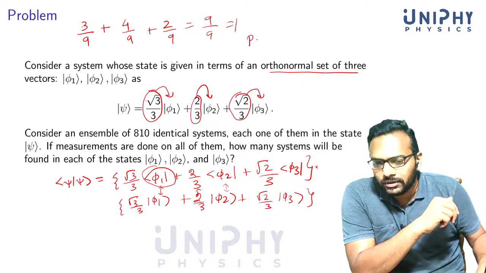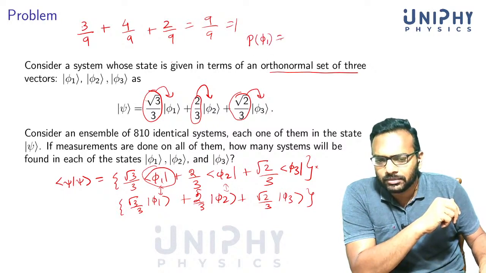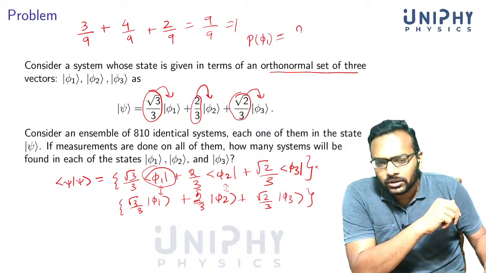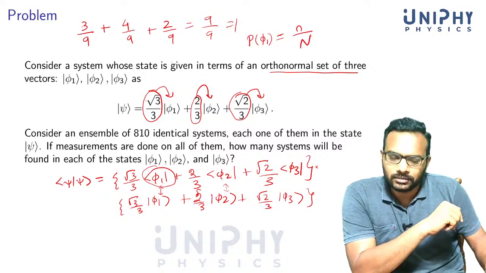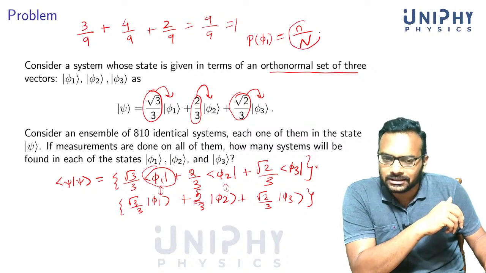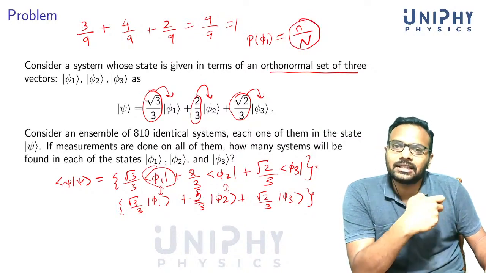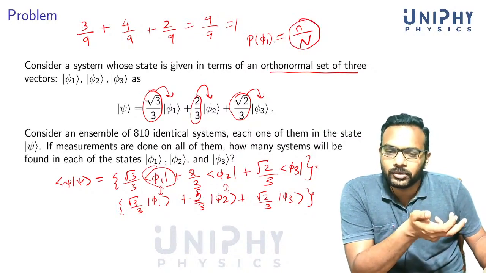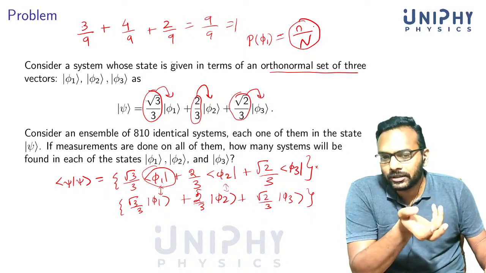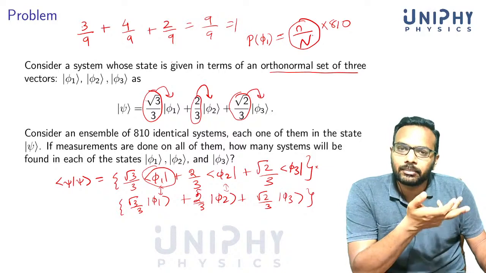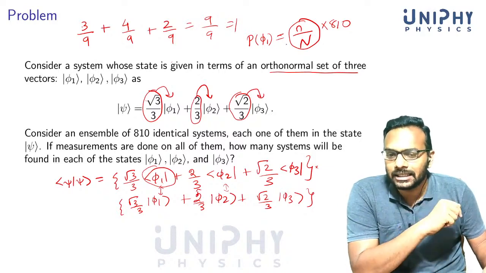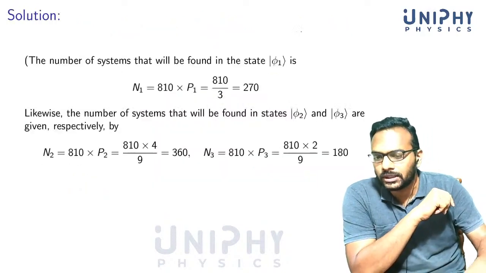By probability we know that the probability that the state will be in phi 1, for example, would be the number of systems which end up in phi 1 divided by the total number of systems. So that's a fraction. The probability is actually a fraction of the total number of systems. So if you multiply it by the total number of systems, you will get the number of systems which ended up in that particular state. That's what we do here.